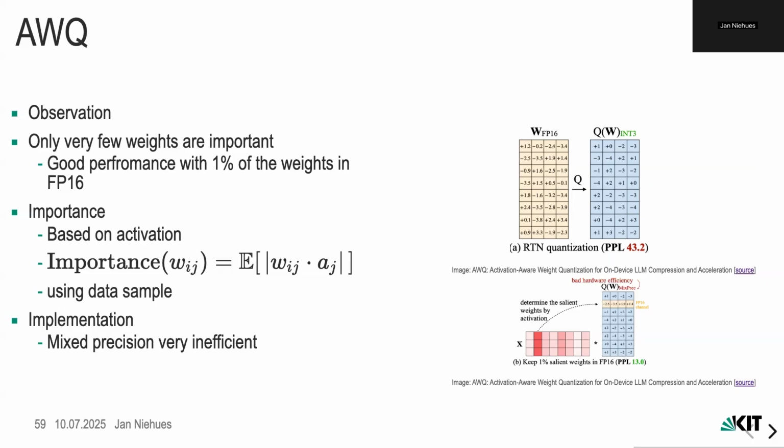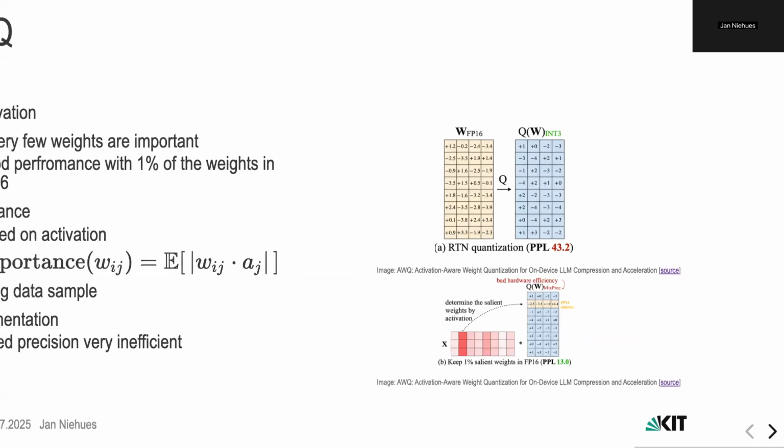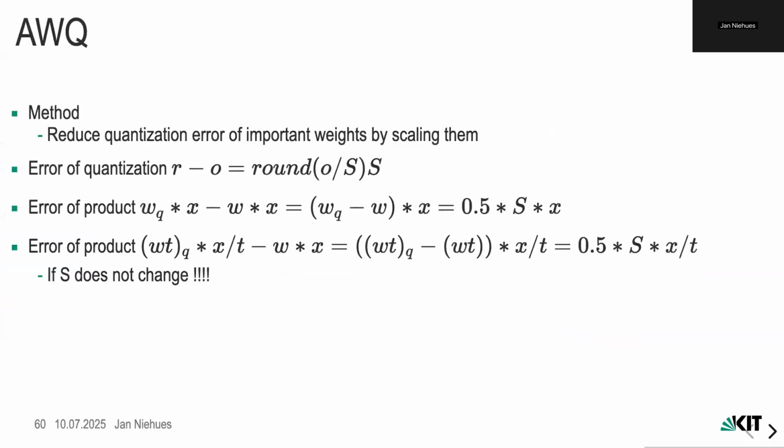So the question is, can we also do something else? And the idea is, yes, we can. We're just quantizing values differently, based on their optimization. And how it's done differently is maybe a bit surprising. So what we can do is reduce the quantization error by scaling them up with a bit of heuristics in there.